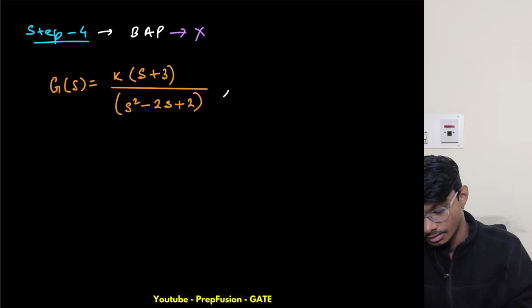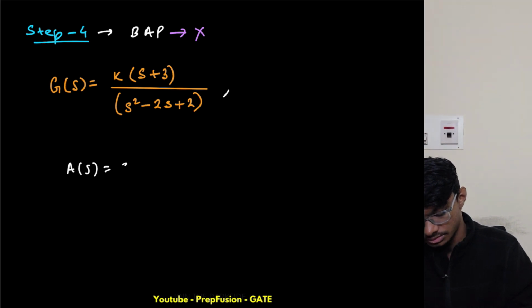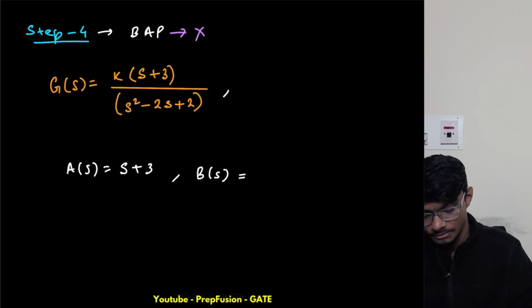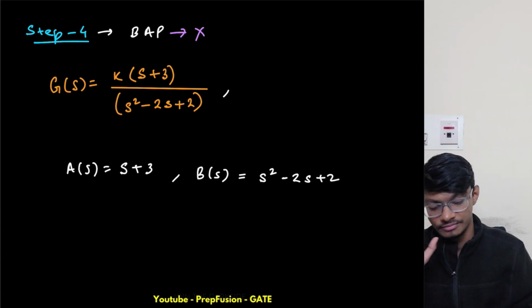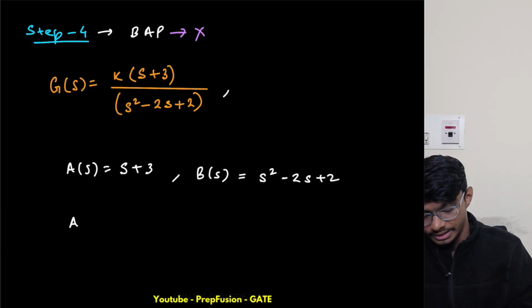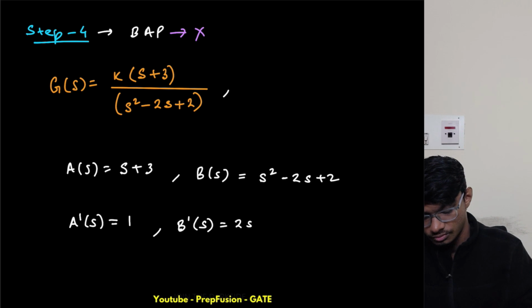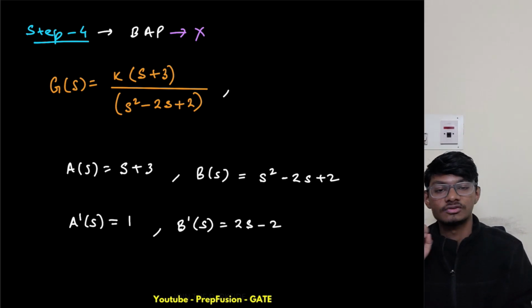What I will do is basically, what is my a of s? A of s is s plus 3, and what is my b of s? B of s is s square minus 2s plus 2. Okay, so these are my a of s and b of s. So again, what is my a dash of s? A dash of s is 1 itself, and b dash of s is 2s minus 2.